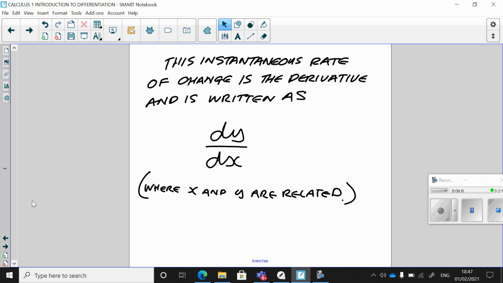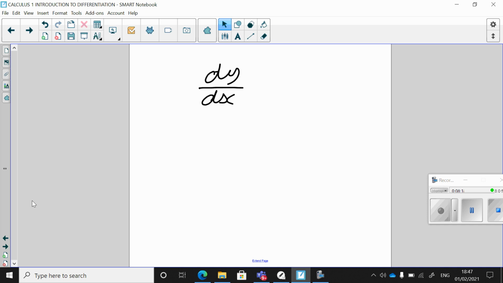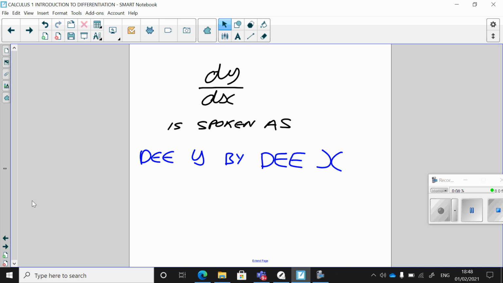It says where x and y are related, just like coordinates. How does y change as x changes here? Okay, so that dy over dx is enunciated or spoken as dy by dx. So if you hear me or someone else saying dy by dx, they're talking about the derivative or gradient function.